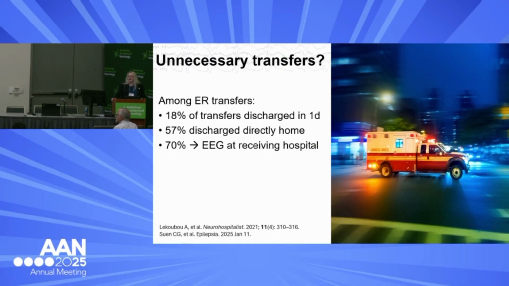And what I also thought was pretty interesting, 70% of those individuals who are transferred will receive EEG at the hospital to which they are transferred, but that means 30% are not getting EEG at the facilities to which they're transferred. And you really have to ask yourself, why are they getting transferred for their diagnosis of status epilepticus if they don't need an EEG?